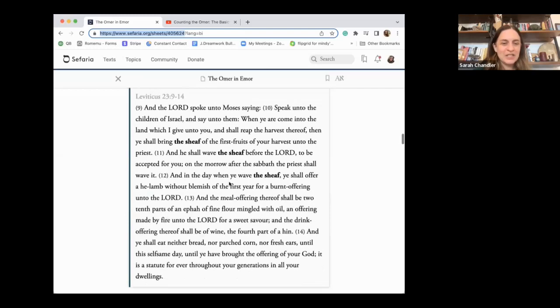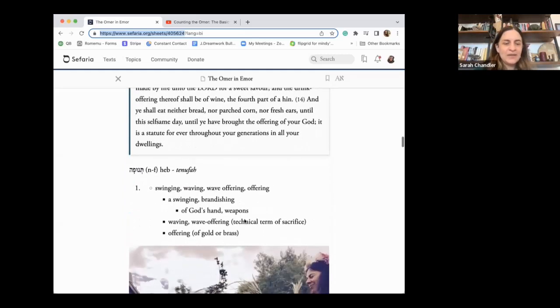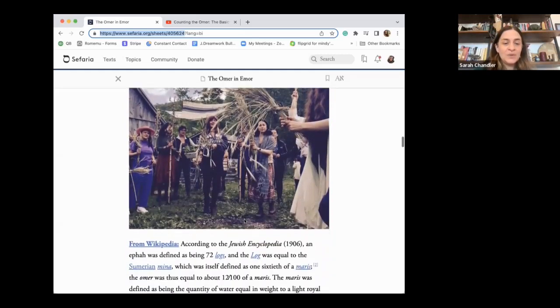All right, let's hear more about the sheaf. So you're going to bring the sheaf, you're going to offer a he lamb, a meal offering, and you shall not eat bread, corn, fresh ears until the same day, until you have brought the offering. It is a statute for all your generations. And this is actually a clue that we need to wait until the sheaf, it still hasn't told us if it's wheat or whatever, to eat it. So you can't just eat it whenever you feel like it. There's some sort of wave offering that is bringing in the season of when we eat the new grain and when the new grain is ready.